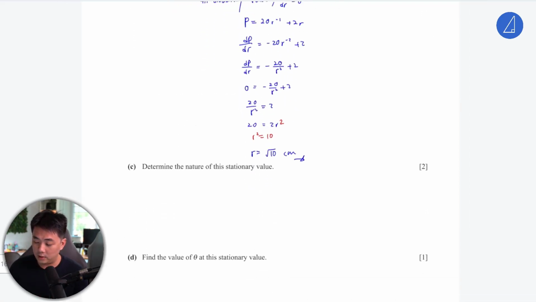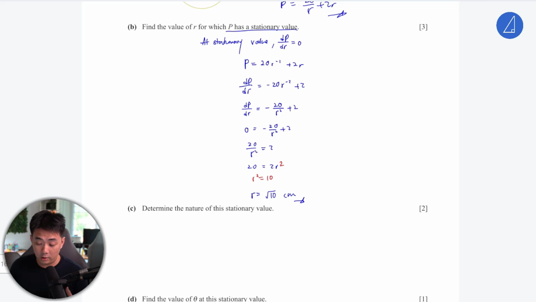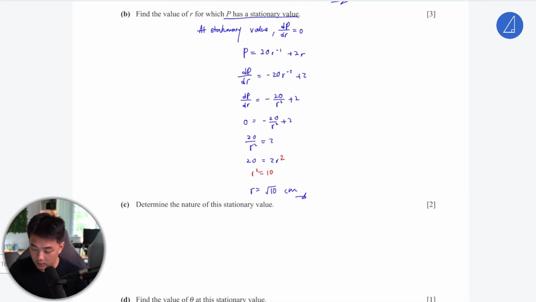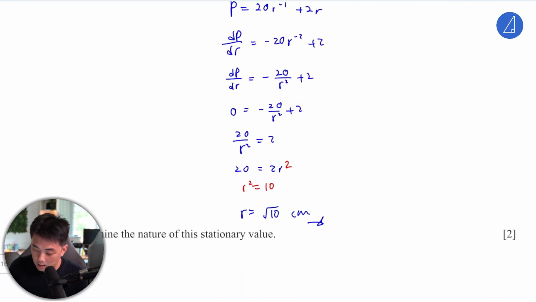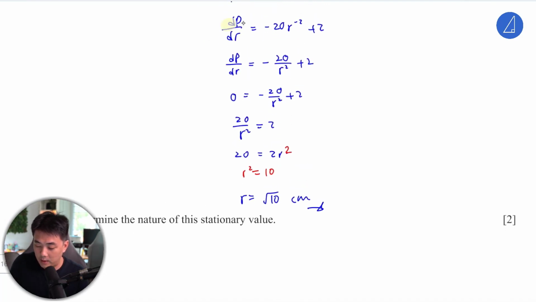Determine the nature of this stationary value. I think we could just use the second derivative test. So let's do that. The second derivative test will be from dP/dr, so I'm going to differentiate from here. Okay, easier. So d²P/dr² will be 40r^(-3) plus 0.